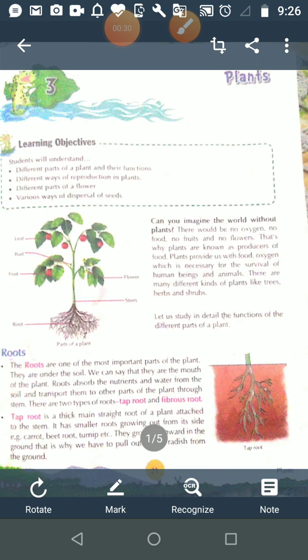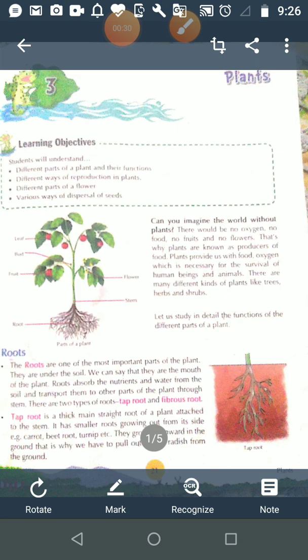And what are the parts of the plants? We discussed leaf, bud, fruit, flower, stem, root. These all are the parts of the plant. And a plant can be divided into two parts, the root and the shoot.